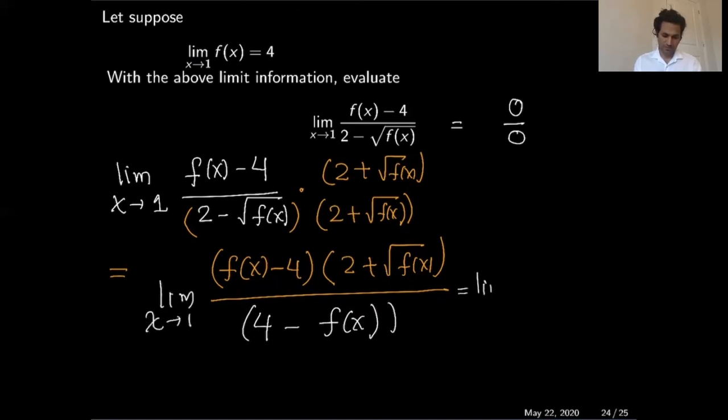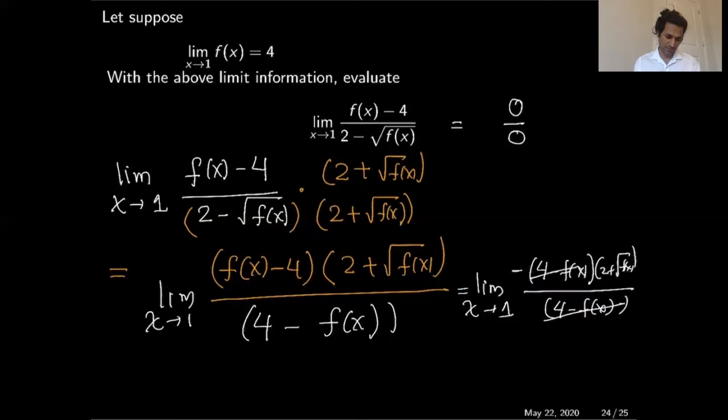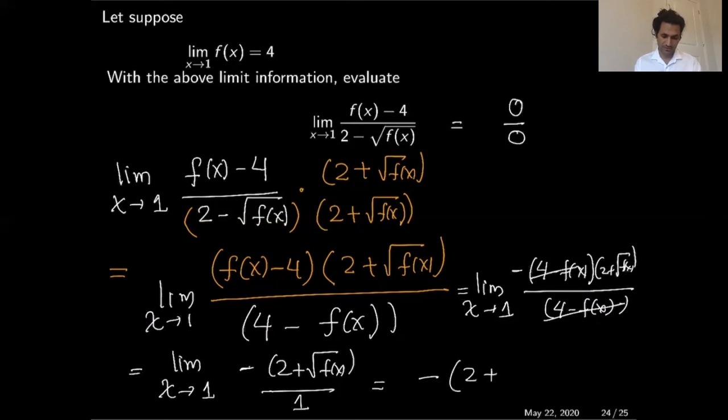One more step, the limit as x approaches 1. I can pull out the negative sign from here, and this is going to be 4 minus f(x). This was the factor which was producing the 0 in the top and 0 in the bottom. So we have that factor cancel out. We are left with the limit as x approaches 1 of minus 2 plus square root of f(x), divided by simply 1. If I plug in the limit now, the limit of f(x) is 4 as x approaches 1. So you get the total answer of negative 4.